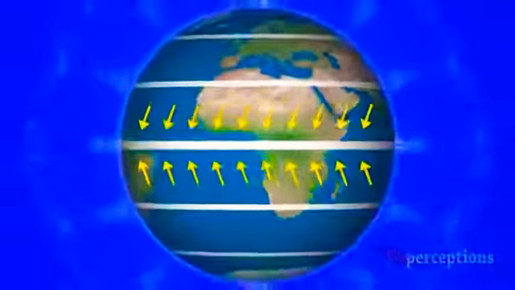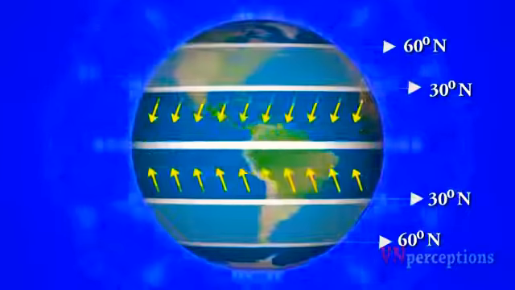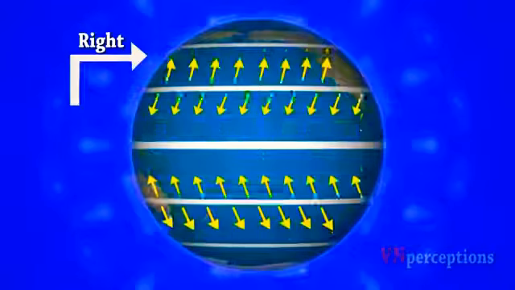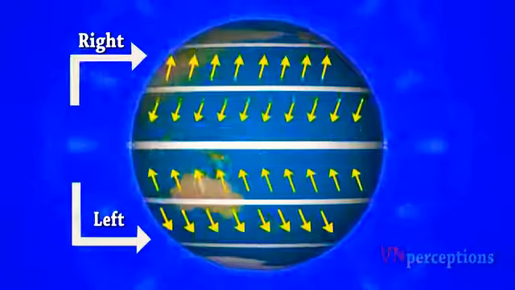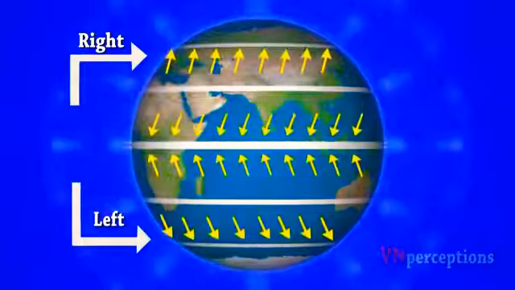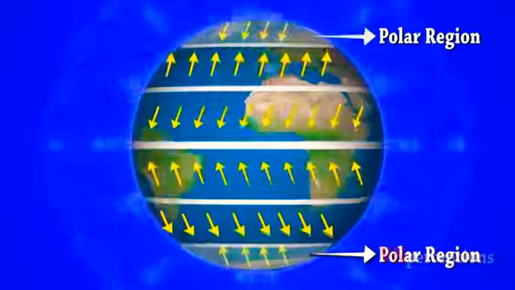In the same way, in between 30 and 60 degrees north and south, the wind bends towards right and left in the northern and southern hemispheres respectively. Even at the polar region, the same phenomenon can be seen.